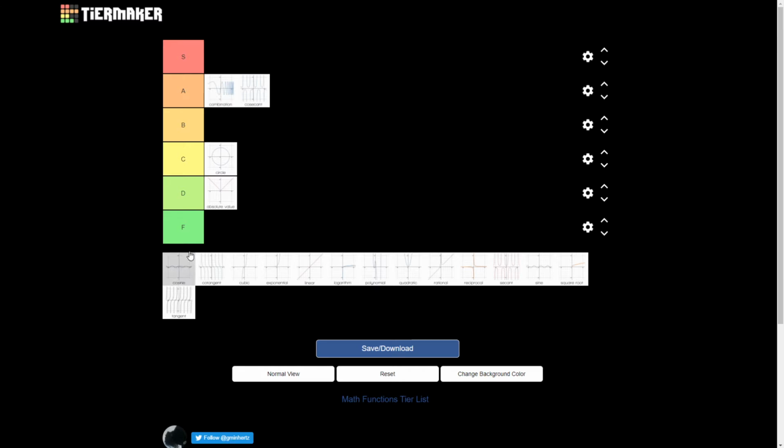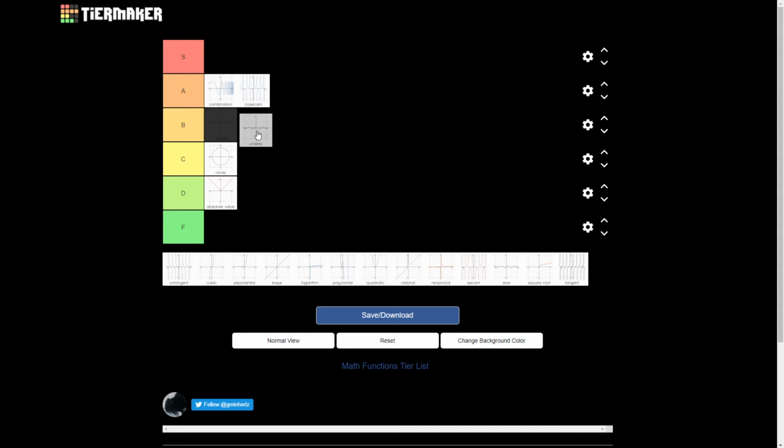Then we got cosine. Now this one's just a mirrored image of itself. It's more cool than circle, but just not quite as cool as cosecant there. Not gonna lie, I know cosecant's also just sort of mirrored across the diagonal there, but you can't win all the battles here.